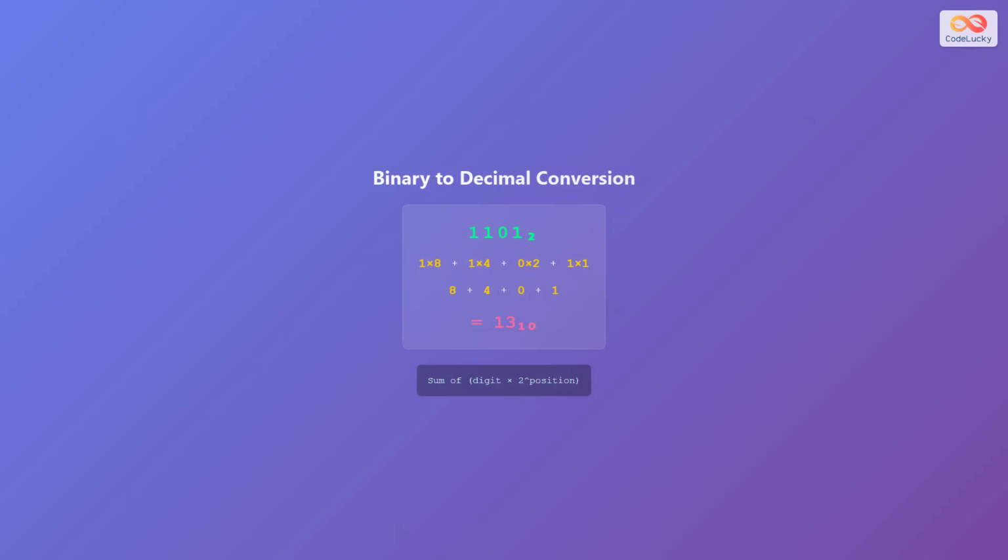To convert a binary number to decimal, you multiply each digit by its corresponding place value and sum the results. For example, let's convert the binary number 1101 to decimal. Starting from the left, we have 1 times 8 plus 1 times 4 plus 0 times 2 plus 1 times 1. This simplifies to 8 plus 4 plus 0 plus 1, which equals 13 in decimal. So 1101 in base 2 is equal to 13 in base 10. The general formula is the sum of each digit times 2 to the power of its position.